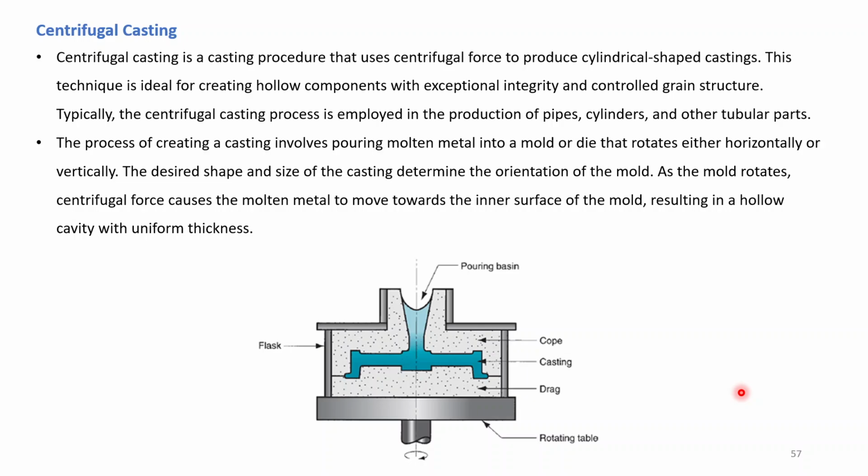Centrifugal casting is a casting procedure which uses centrifugal force to produce cylindrical shaped castings, and this technique is ideal for creating hollow components with exceptional integrity and controlled grain structure. So it also influences grain structure.